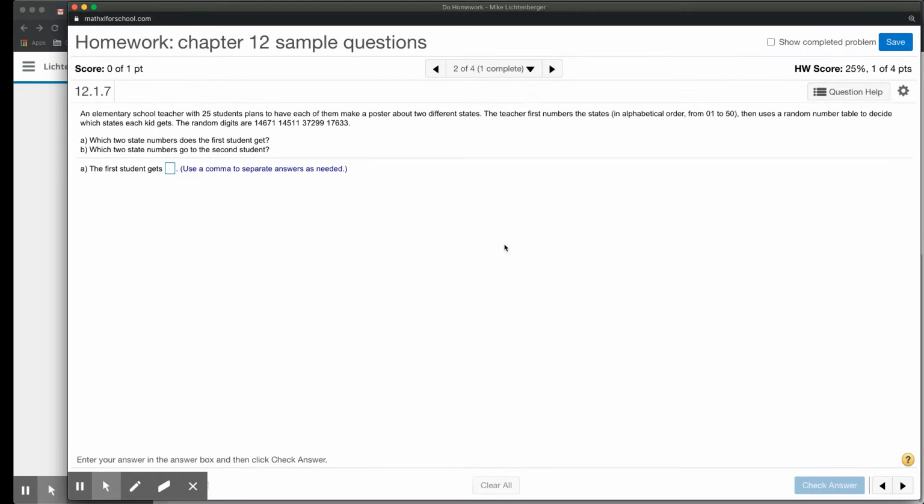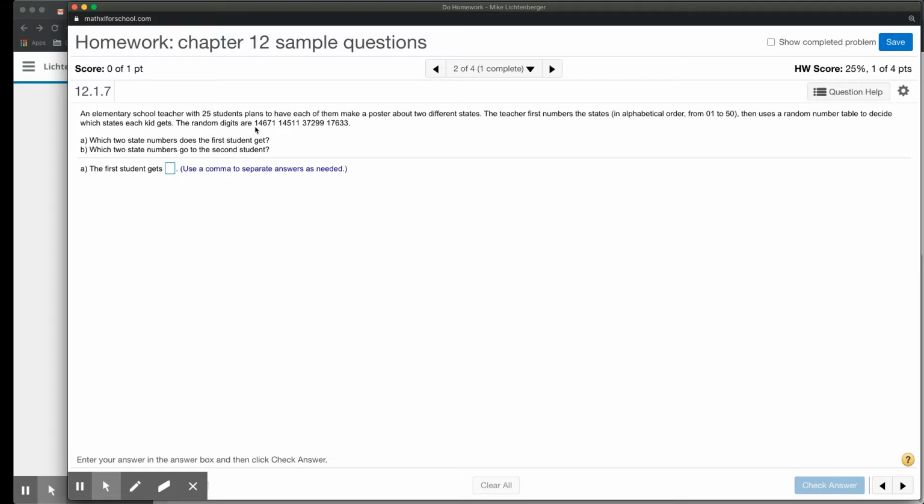Elementary school teacher with 25 students plans to have each of them make a poster about two different states. The teacher first numbers the states in alphabetical order from 1 to 50, two-digit numbers, then uses a random number table to decide which state each kid gets. Which two state numbers does the first student get?